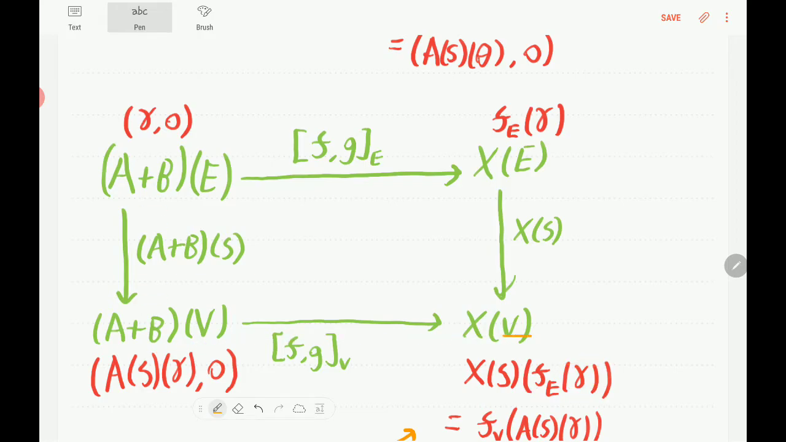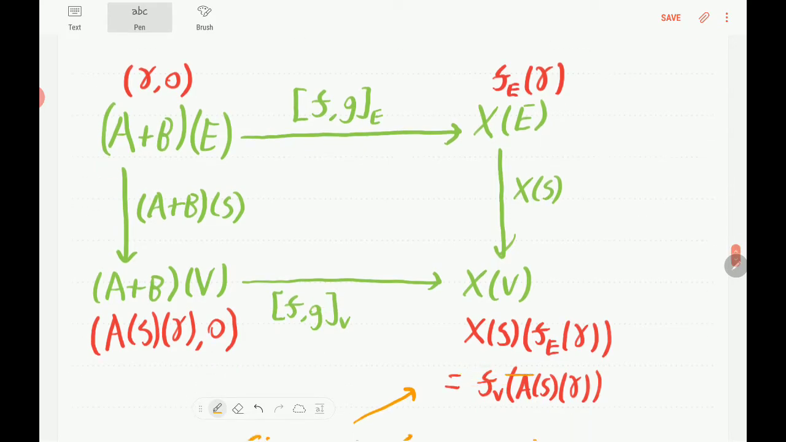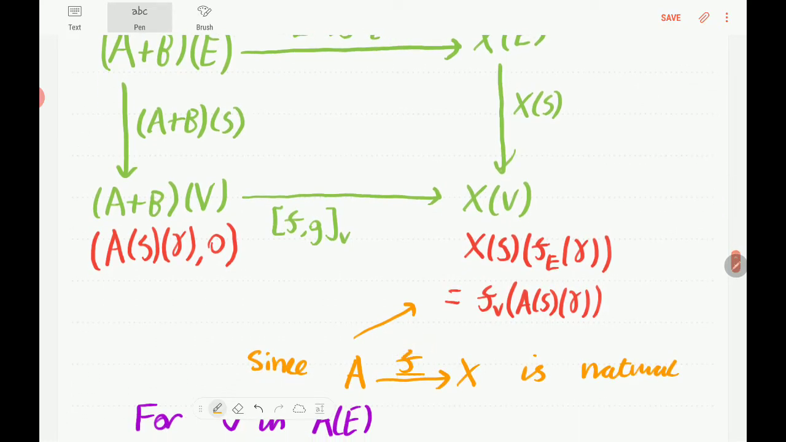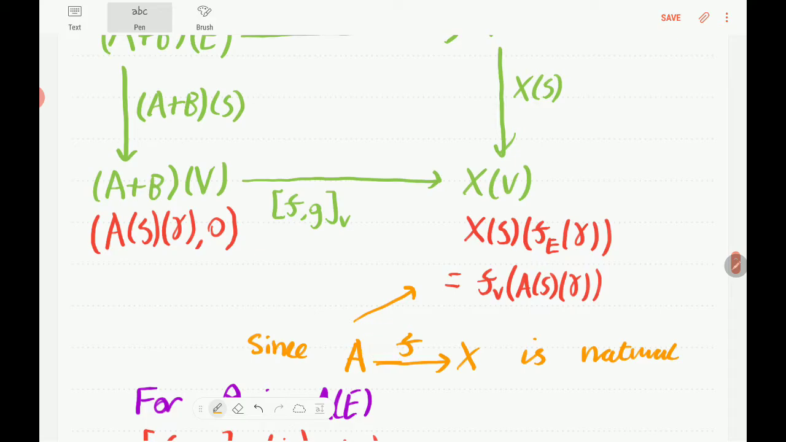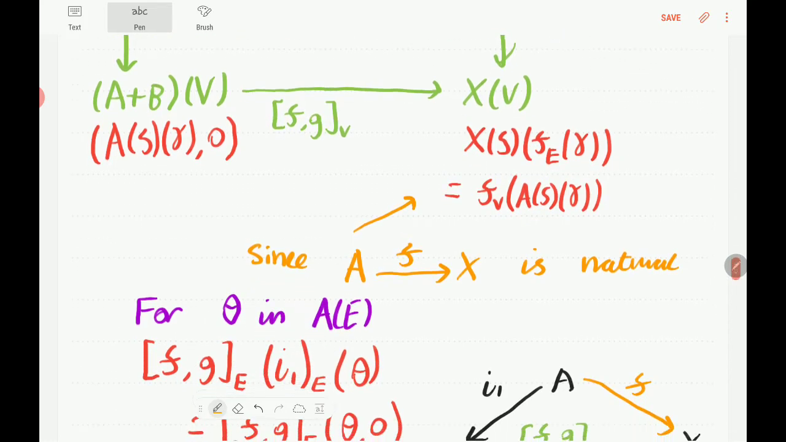Now, going the other way around the naturality square, when we do a plus b of s on gamma comma 0, we get a of s of gamma comma 0. And then when we do the v component of f comma g, we get f of v of a of s of gamma. Now, why are these two things equal? Well, they're equal basically because f is a natural transformation from a to x. So if we just think about gamma belonging to a of e and draw up a naturality square, we'll get this equation. So we know that this holds, and so we know that f comma g is a natural transformation.